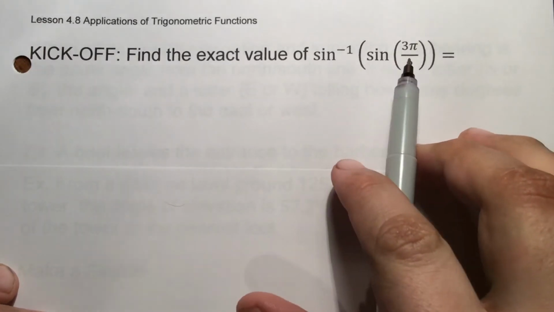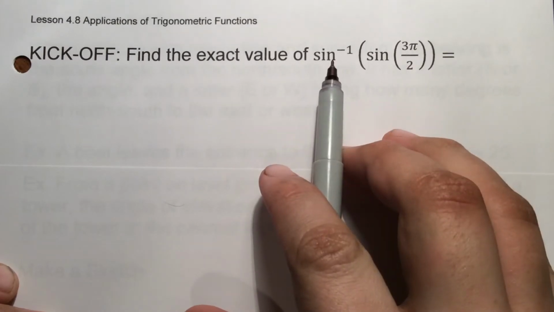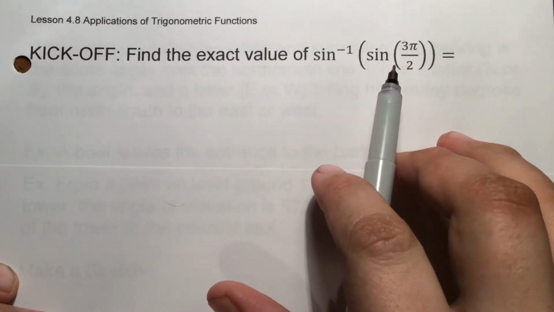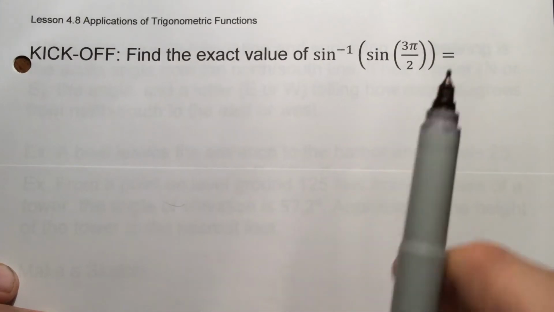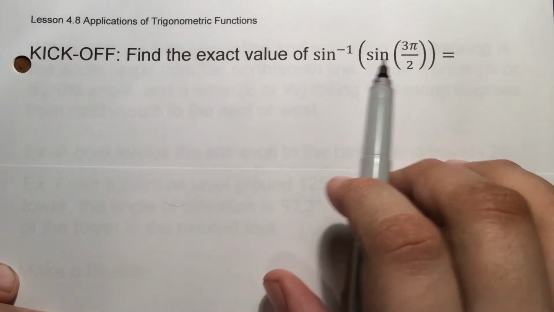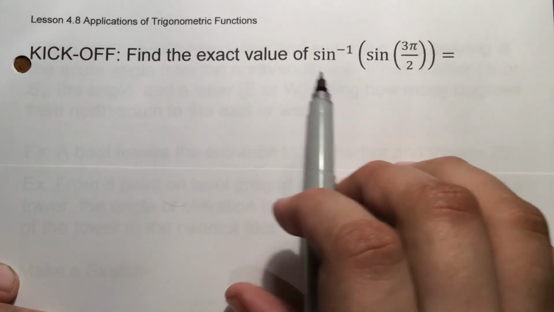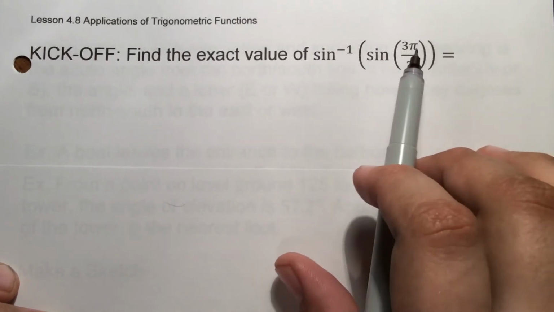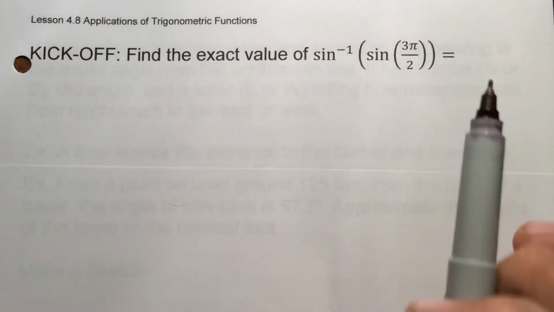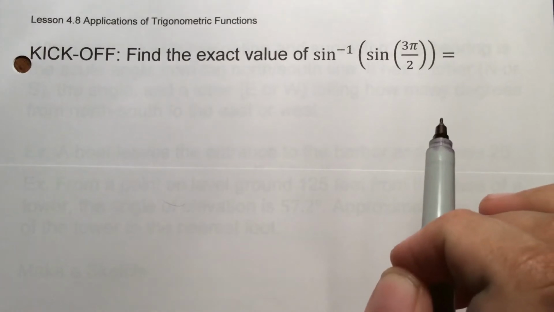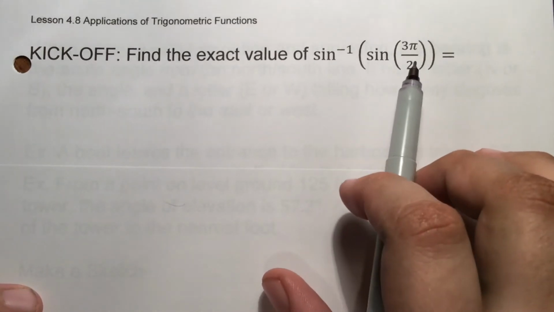So sine would give us an angle. Sine inverse would give us back, or, this is an angle. Sorry, I'm getting ahead of myself. So this would give you a ratio. Sine inverse then would give you that angle back. Now, with sine inverse, our domain is negative pi over 2 to pi over 2. So 3 pi over 2 doesn't fit in that domain.